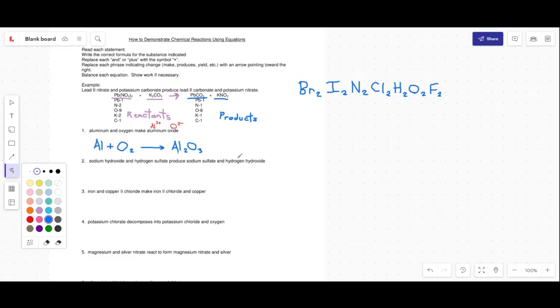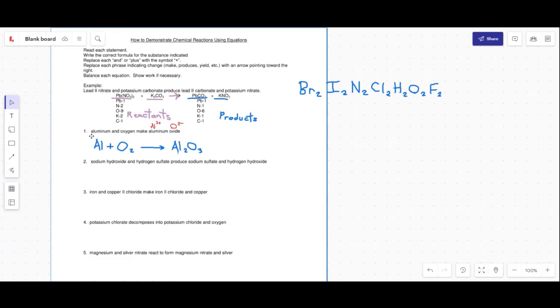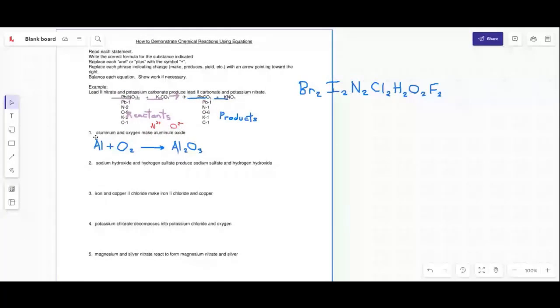Okay, so now that I have the equation written, now I can go ahead and balance it. And when you're balancing it, a lot of times the easiest thing to do, and I'm actually going to see if I can select this.